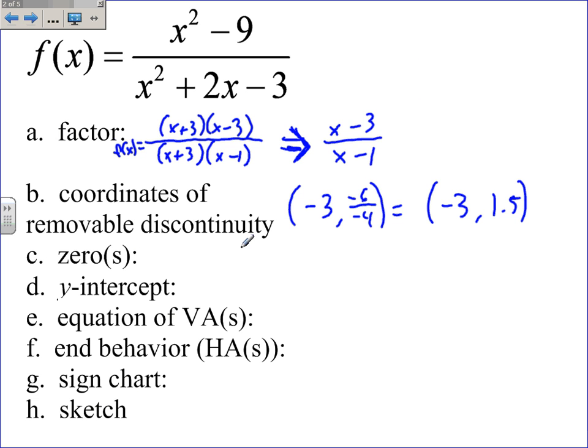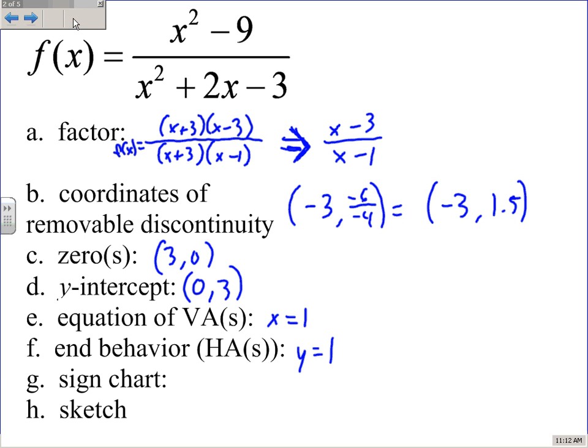Now the zeros of this function and all of the rest, we just looked at the remaining part of our function. So our 0 will just be 3, 0. Our y-intercept, if I plug in 0 for x, 0 minus 3 is negative 3 over 0 minus 1, which is negative 1. So negative 3 over negative 1 would be 3, so 0, 3. The vertical asymptote will just be 1. That'll be at x equals 1. And the end behavior. This is actually pretty good for looking at end behavior because x squared over x squared, that's 1 over 1. So y is equal to 1 will be our end behavior.